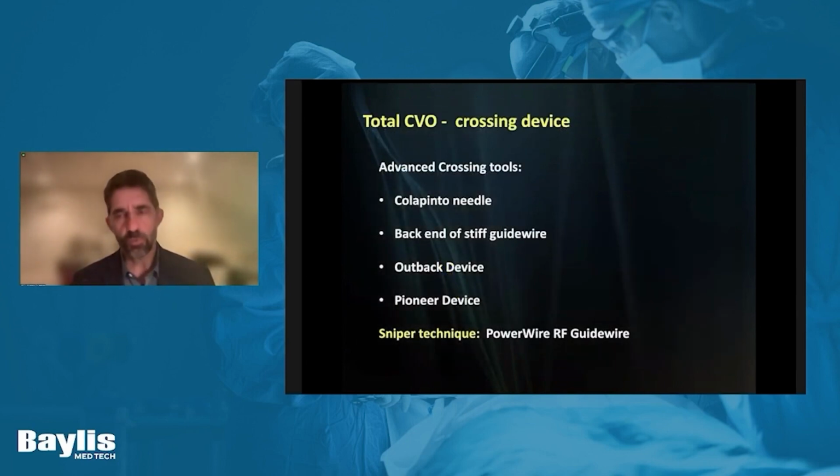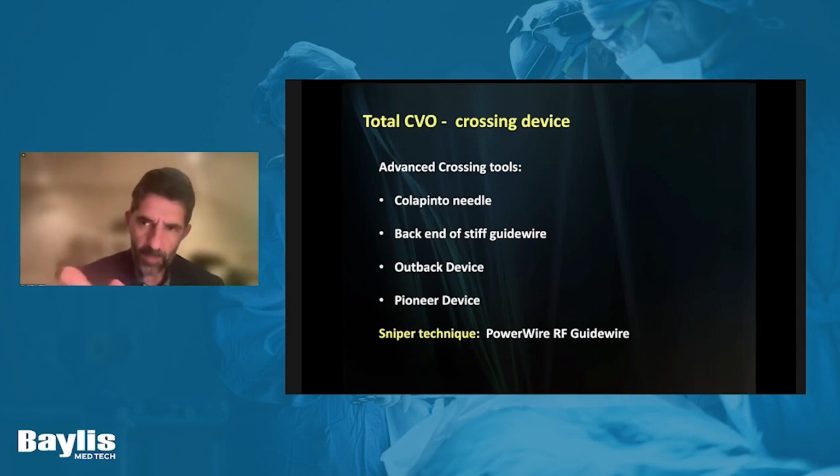So among the tools available in the market to cross total central venous occlusions, we have the Colapinto needle, the back end of the stiff glide wire, the Outback device, and the Pioneer device. And with the first two, I think we have to be very careful, because as you advance the sharp device, sometimes you can advance too much. So you need to have some control.